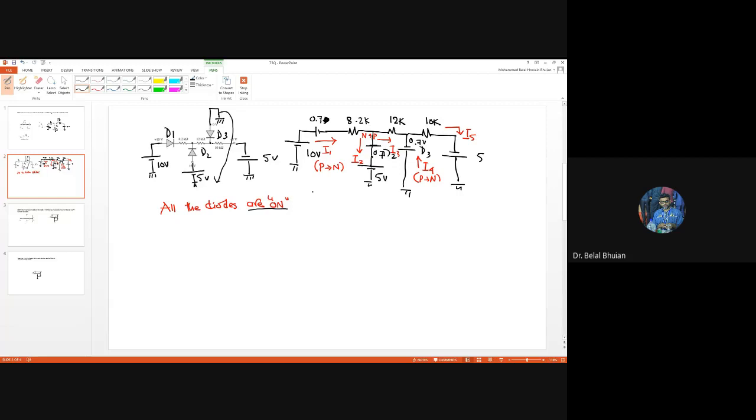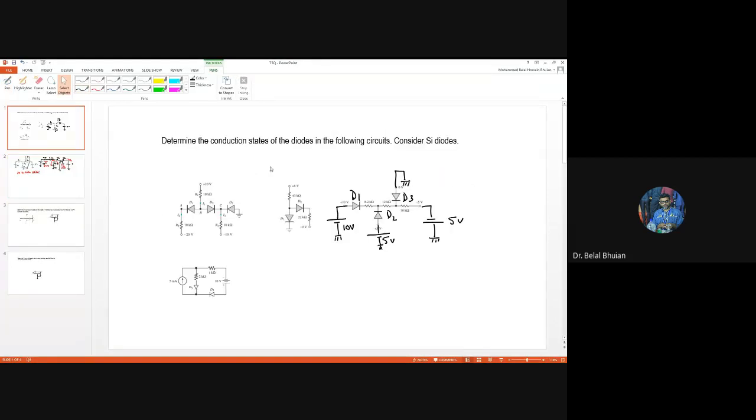Acha, I don't want to go there. I said that if you assume all the diodes are on and then you solve it, then it will do. But the thing is that you can go for different combinations. So let's say I deliberately avoided that. Let's say when there are two diodes in a circuit, like this previous circuit, D1 and D2.